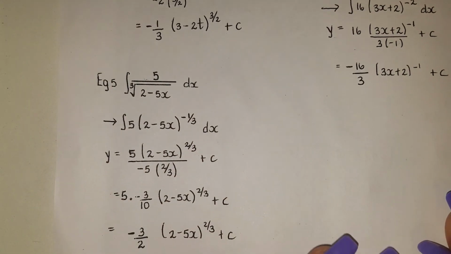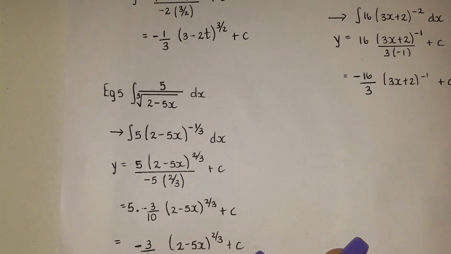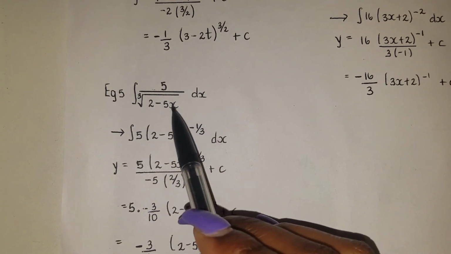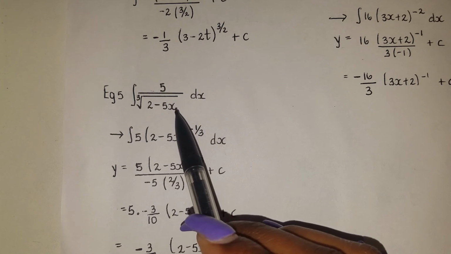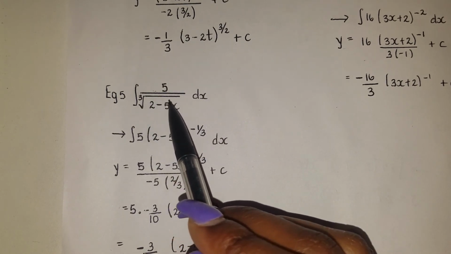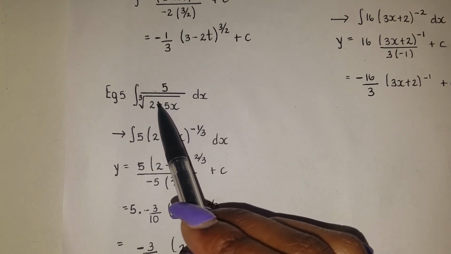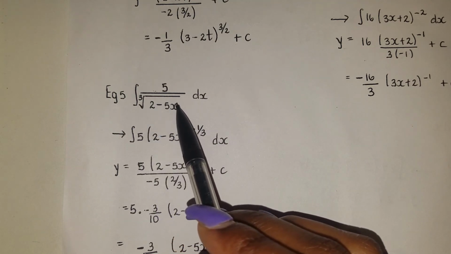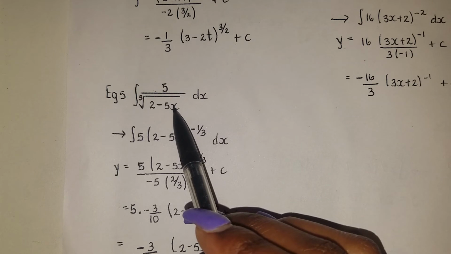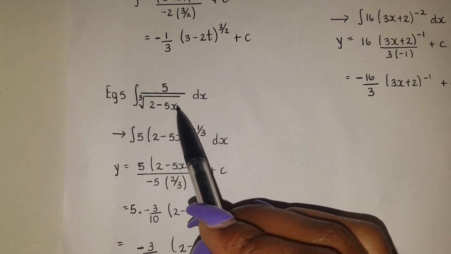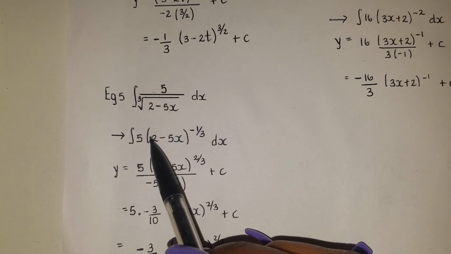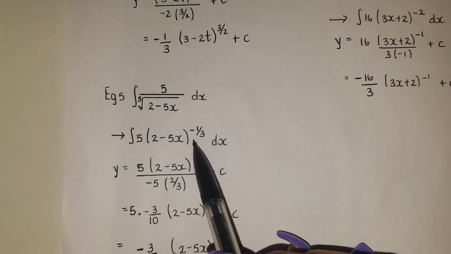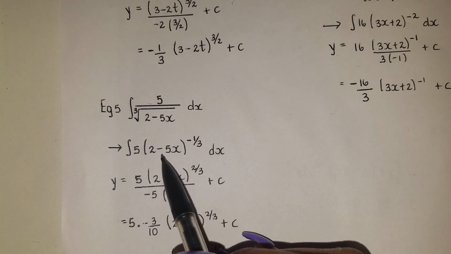In this last example, we have 5 all over the cube root of 2 minus 5x. Now this 2 minus 5x is cube root, meaning it is the same as being raised to a power of 1/3. So therefore, when it is brought up, it becomes 2 minus 5x raised to a -1/3. So now we can integrate.